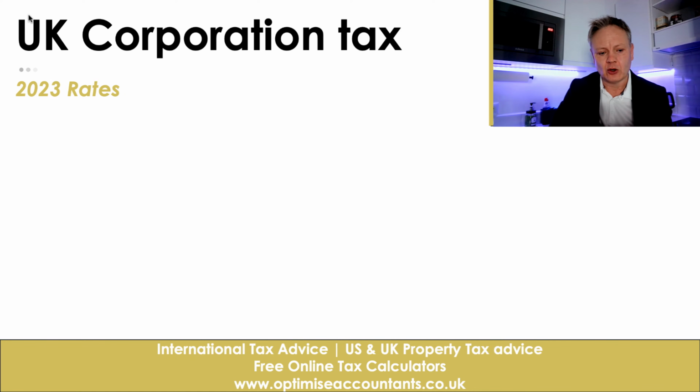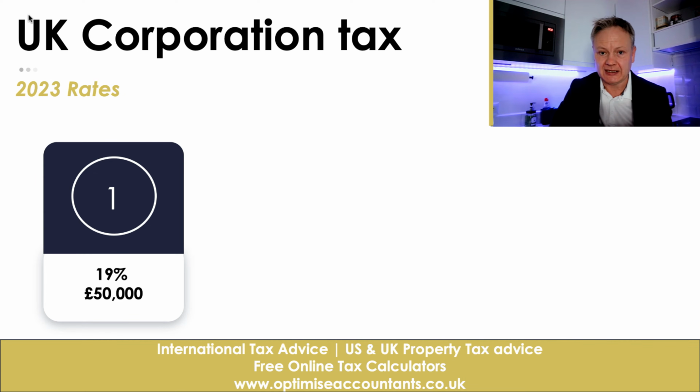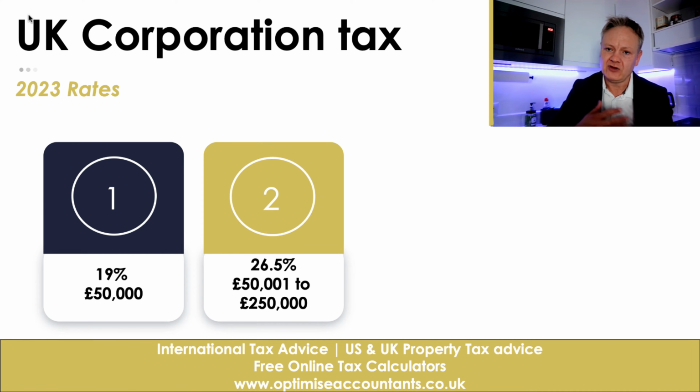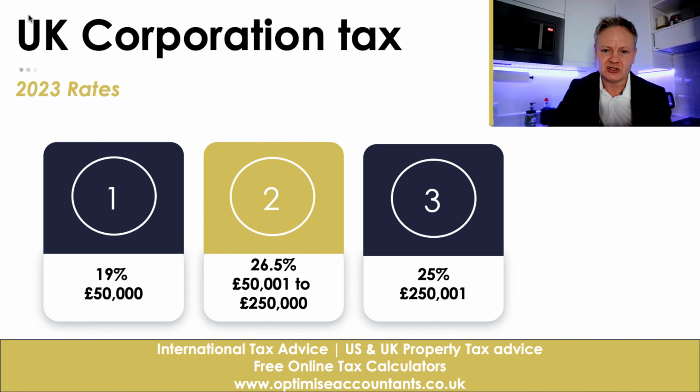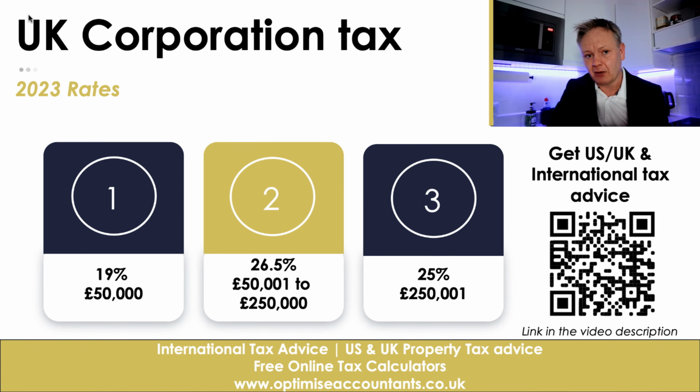Okay, so UK corporation tax rates, first £50,000 is 19%. But then if you earn up to £250,000, you would then fall into this 26.5% rate, which is shocking. And then you have profits over £250,000, you pay 25% corporation tax, which is a 6% increase from the 19% tax rate.